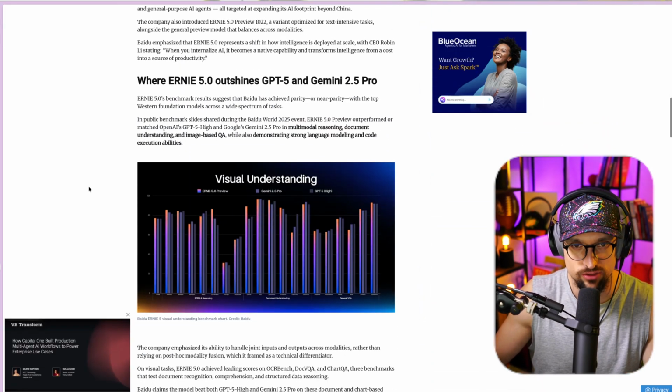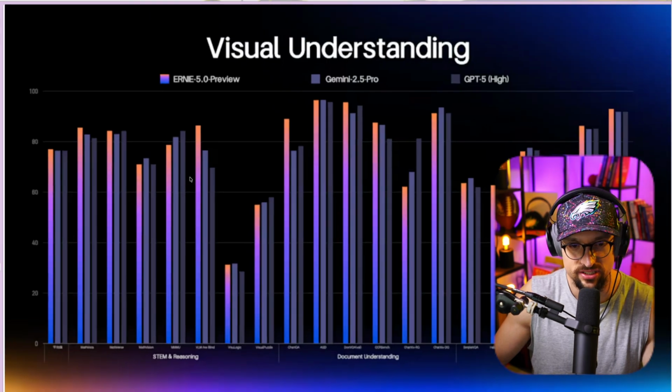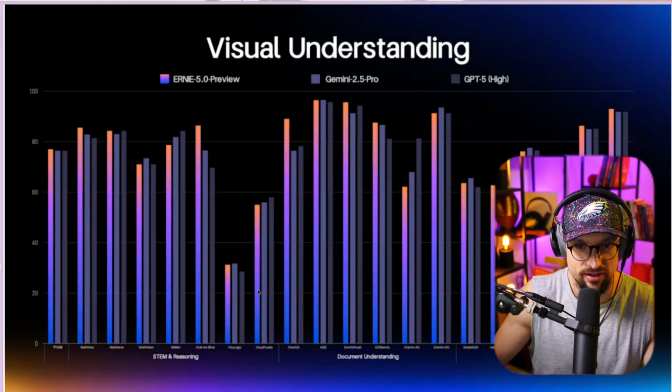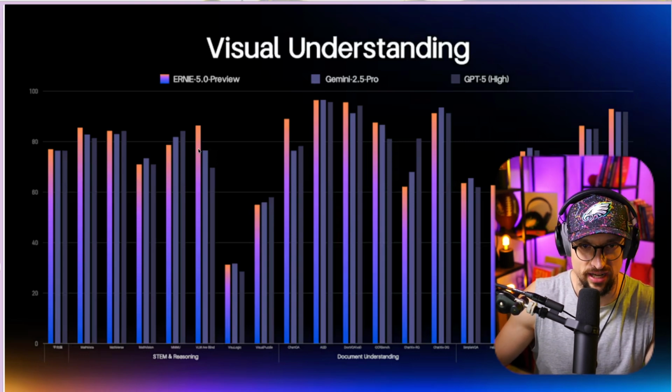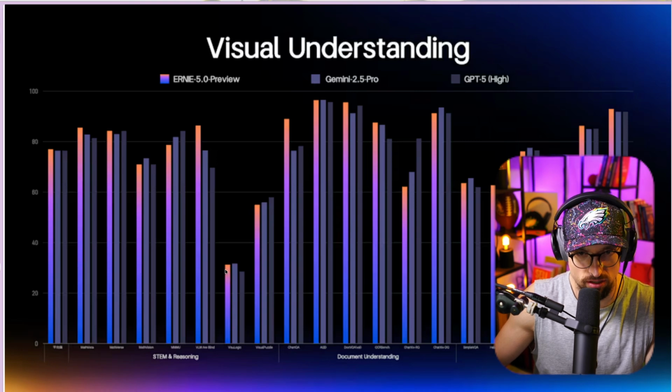Once you go to this article, here you can see the comparison between GPT-5 and Gemini 2.5 Pro in visual understanding. As you can see in STEM and reasoning, there are plenty of results where ERNIE was four times better than both Gemini 2.5 Pro and GPT-5 High, and four times it lost. So it's 4-4. In document understanding, it won three times, one tie, and two times it lost, if I'm not mistaken.